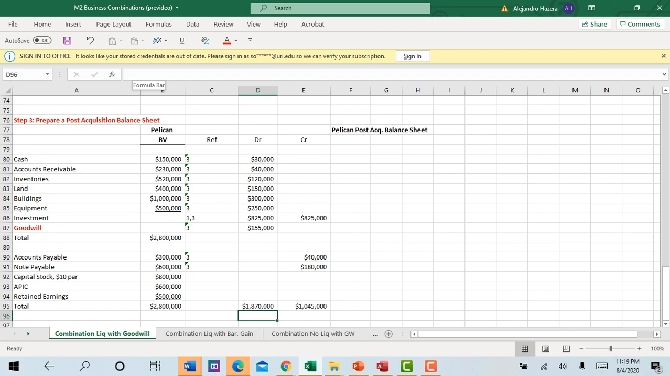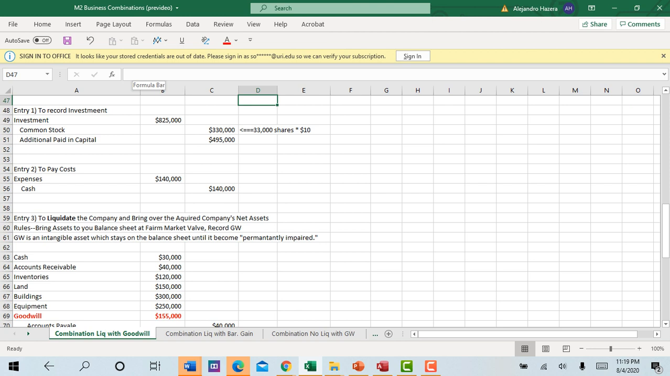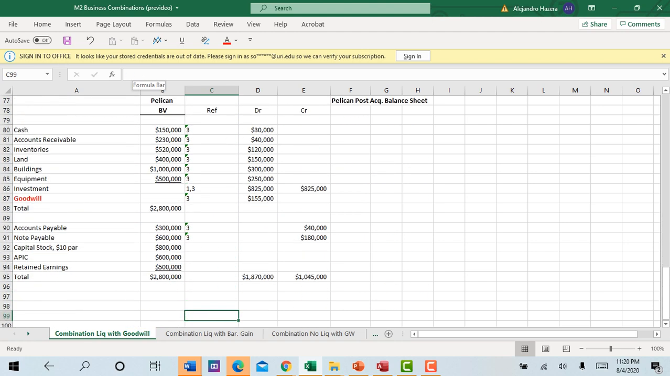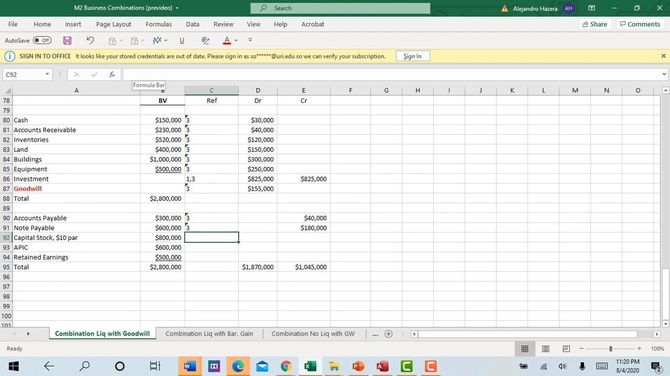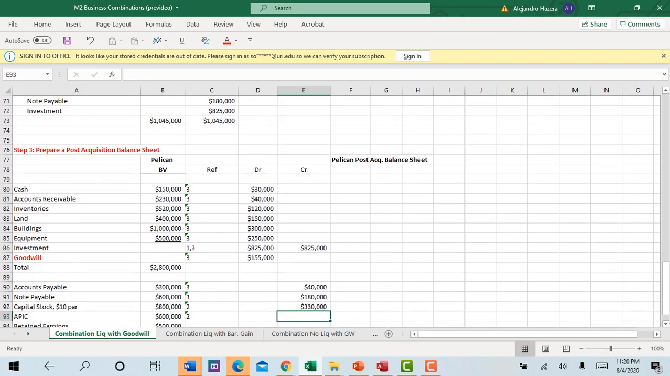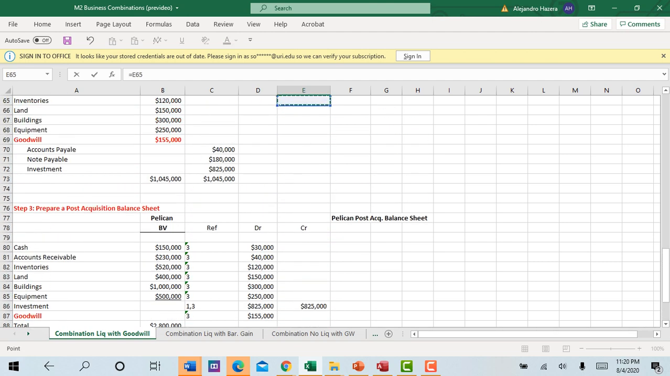Okay, and then I've got credits. This is stock I'm issuing. This is stock that Pelican has issued to Seabird shareholders. $330 to common stock and $495 to additional paid in capital. Those are entry 2 and entry 2. So we've got a credit to common stock for $330, and we've got a credit to additional paid in capital for a rather large amount, I think $495.